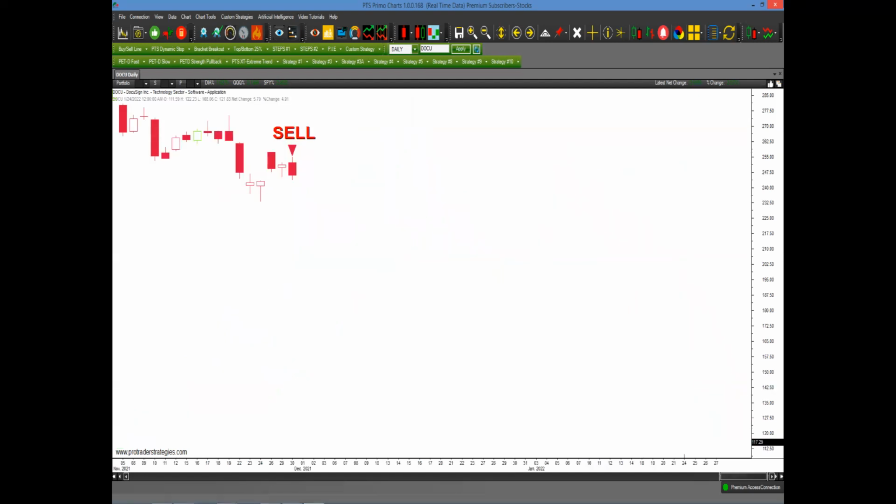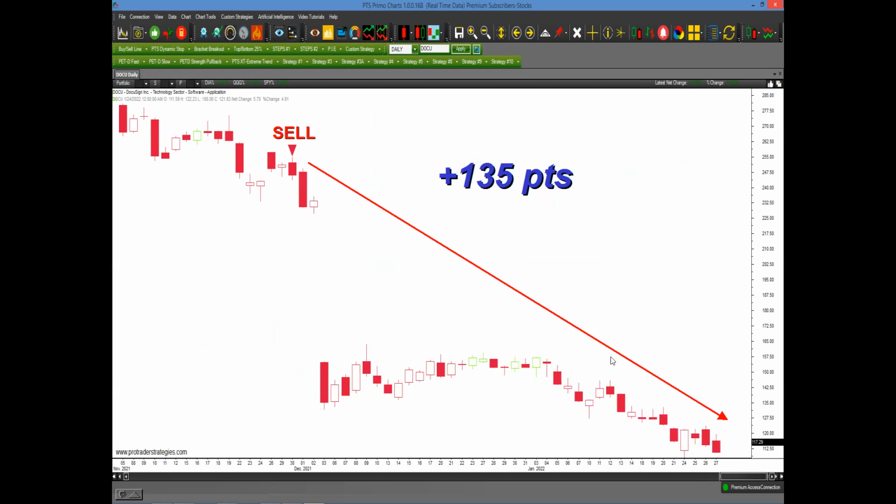Here's an example in DocuSign. Once again, the majority of the bars are red, so the PET D is telling us the market wants to go lower. That's what it's translating. And we have our first strategy number 5 sell signal. So that's our signal to go short. 135 points coming into last week.